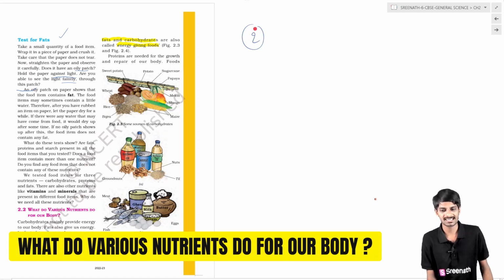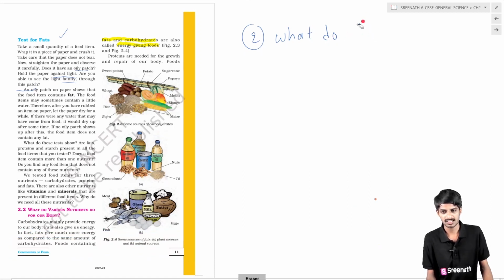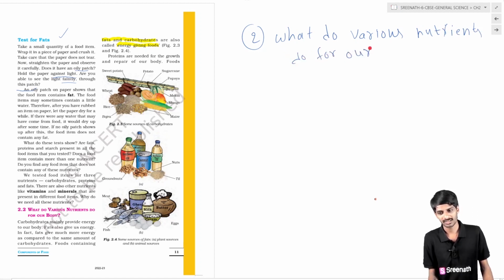Now we are moving to the second topic. What is the second topic? What do various nutrients do for our body? We are going to learn about this. This is the second topic we are having.